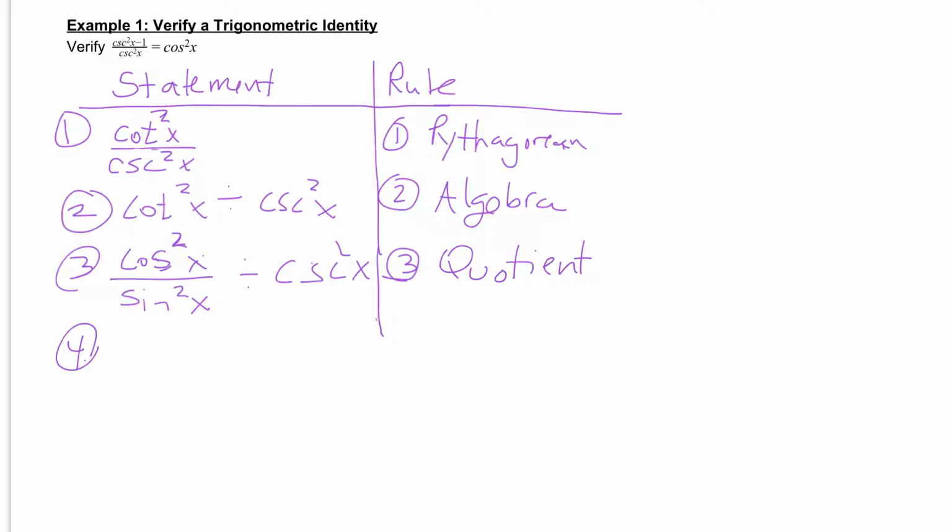Then in step 4, I'm going to go ahead and I'm going to change my cosecant squared. And I can use a reciprocal identity. I can change cosecant squared into 1 over sine squared. So I'm going to leave my first one alone, cosine squared x over sine squared x. I still have my division sign. And then cosecant squared I'm going to change to 1 over sine squared x. And again, this I used a reciprocal identity.